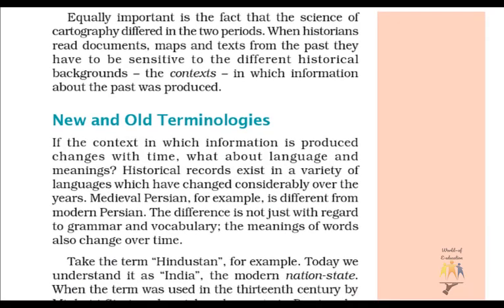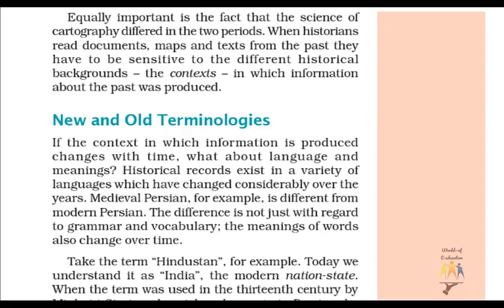When historians read documents, maps and texts from the past, they have to be sensitive to the different historical backgrounds, the contexts in which information about the past was produced. New and old terminologies. If the context in which information is produced changes with time, what about language and meanings? Historical records exist in a variety of languages which have changed considerably over the years. Medieval Persian, for example, is different from modern Persian. The difference is not just with regard to grammar and vocabulary, the meanings of words also change over time.